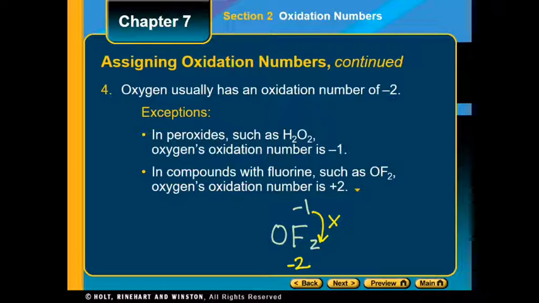We want to add to that a +2 so that those numbers at the bottom cancel. On the way up, we divide. So 2 divided by oxygen's understood subscript of 1 is a +2. So in this case, the oxidation state of oxygen is a +2. Fluorine has its typical -1.